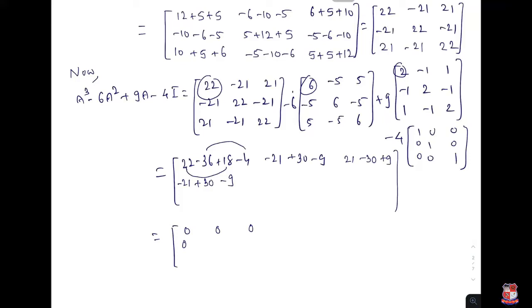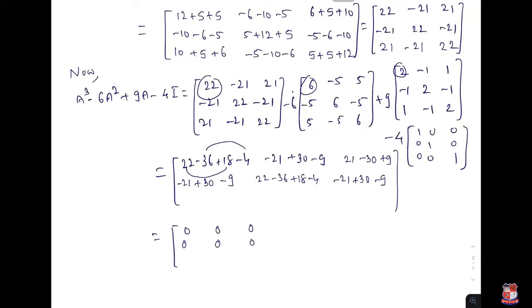Now here this second one and this also, so 22, then minus 36 plus 18 and minus 4, so that is also 0. Then next is minus 21 plus 30 minus 9, so that is also 0.